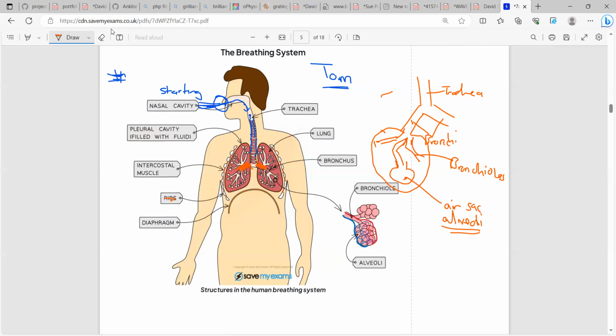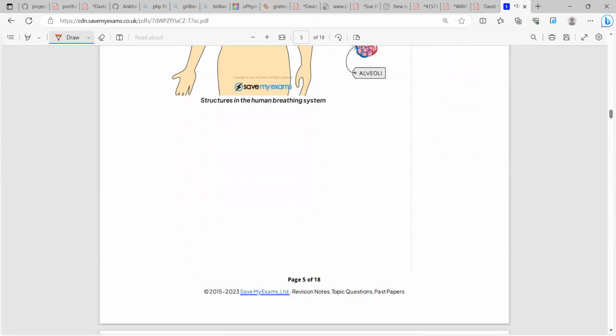You don't need to worry about the ribs. You don't need to worry about the intercostal muscles. This just helps you when you're breathing in and breathing out. You don't need to worry about these fluids. You just need to worry about these parts that I've labeled on the right. Are we together? Yes, sir. Okay, perfect. So here they label the bronchioles, and then after the bronchioles, we have the air sac or the alveoli. So make sure you practice labeling this and everything will be okay.